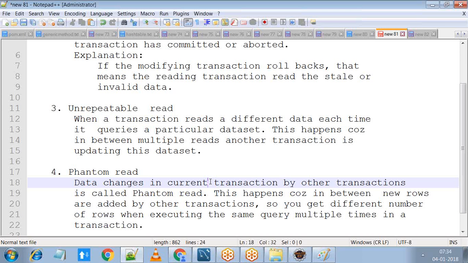So a transaction is reading multiple records. So far we are talking about a single data set, right? But now we are talking about multiple data sets here. So how will you address this isolation issue? What do you think?